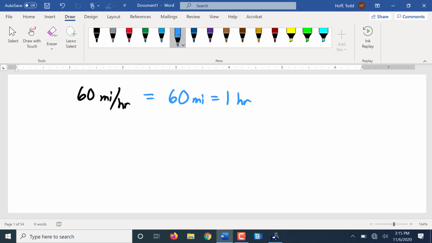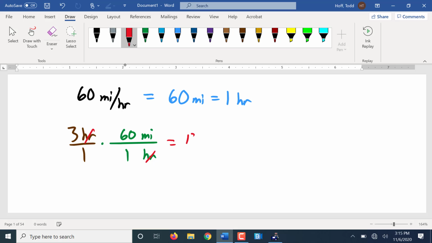So if you're looking at how far we can go in 3 hours, we can take our 3 hours, put it over 1. We want to get rid of hours, so we're going to put hours on bottom, miles on top. 60 miles is 1 hour. The hours cancel out. 3 times 60 is 180 miles. That one's the obvious application of just multiplying it out.